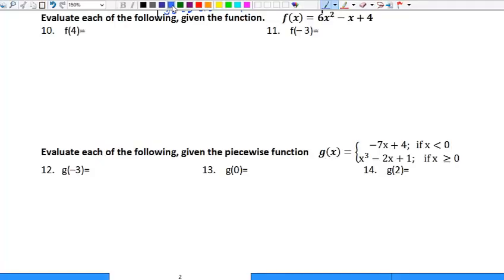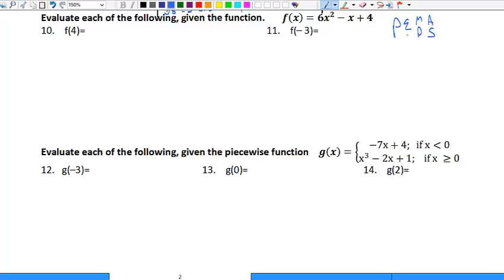So for this next section, we're going to evaluate each of the following given the function f of x equals 6x squared minus x plus 4. This is supposed to be an easy section, lots of giving points. The biggest problem people will have is not following their PEMDAS.